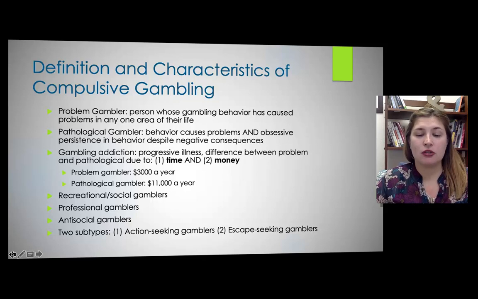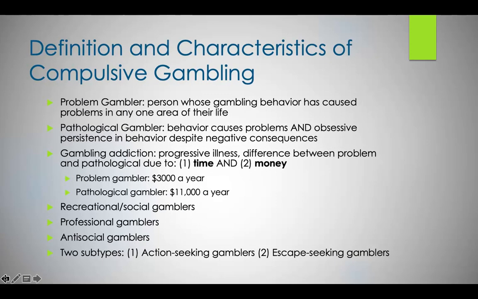Let's look at some of the definitions of gambling. One is the problem gambler. This is a person whose gambling behavior has caused problems in any one area of their life. Problem gambling occurs in around 3.5 to 5% of the population, and disordered gambling, which borders problematic gambling, but is not yet an addiction, occurs in about 5 to 9% of the population.